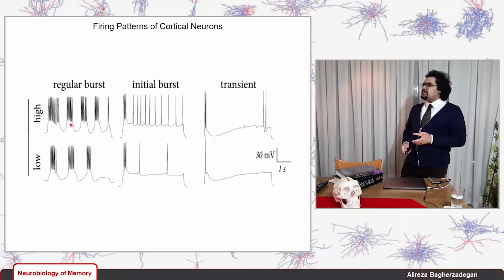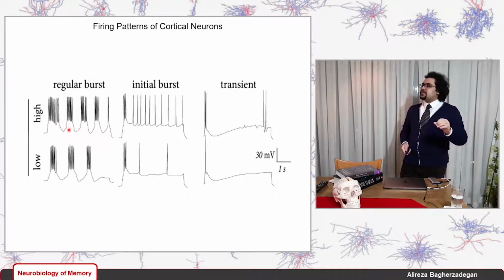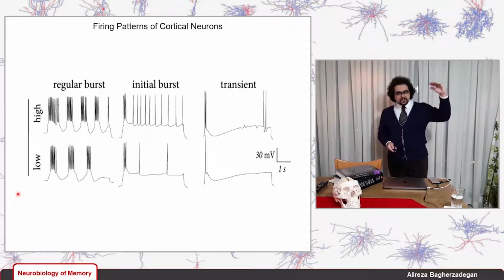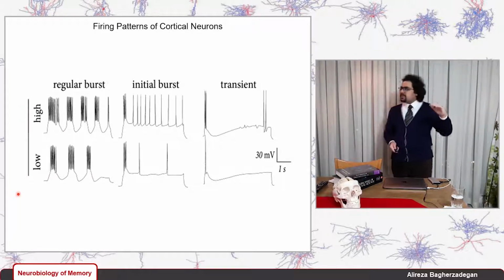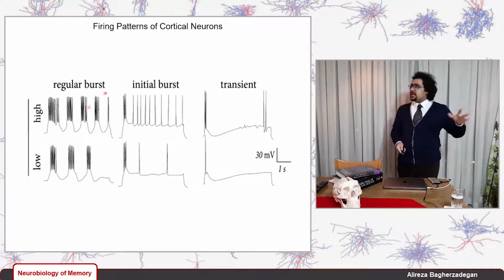And then we have these weird and bizarre firing patterns. For example, there is regular burst: we have a burst, then a pause, then a burst, and then a pause. And you may think we have a pause after each burst because we stopped the current. No, the step current is kept constant. But still we have burst and pause, burst and pause. This is called regular burst.